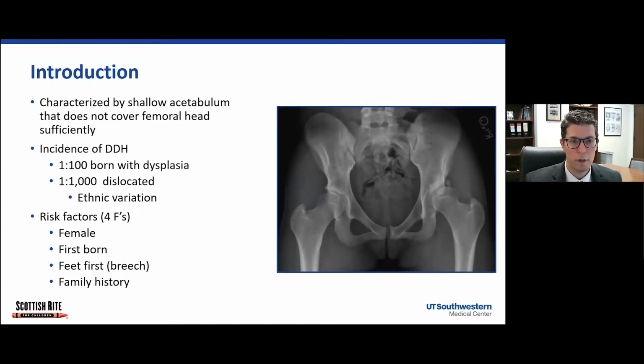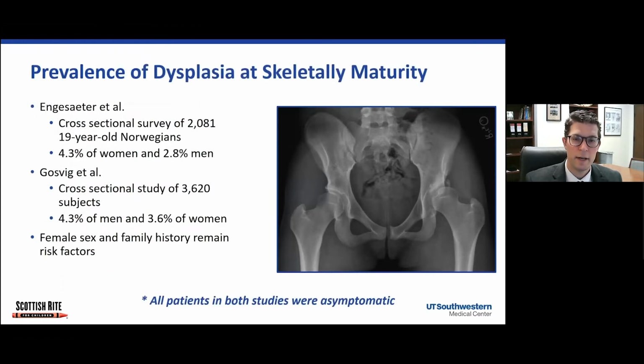Adolescent dysplasia still follows the same principle that it concerns a hip where the socket is shallow and doesn't adequately cover the femoral head, as you can see on the right side of the image. But interestingly, in contrast to infantile dysplasia, dysplasia at skeletal maturity is actually relatively more common. So we know that DDH in infants is about 1 in 100, but in patients at skeletal maturity, it's actually closer to 3 to 5%.